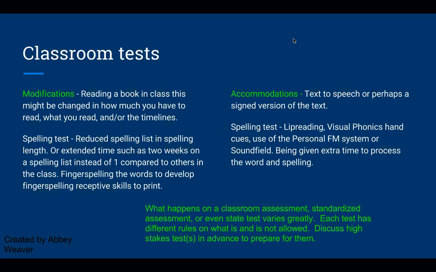And going back to spelling tests, this is allowing the use of lip reading, visual phonics, which is hand cues, the use of a personal FM system or sound field, or just a simple accommodation is being given a little bit extra time to process the word and spelling. So I'm not talking about the 2-week scenario I did before, but just another minute to really process what is the teacher asking me, or to slow it down.